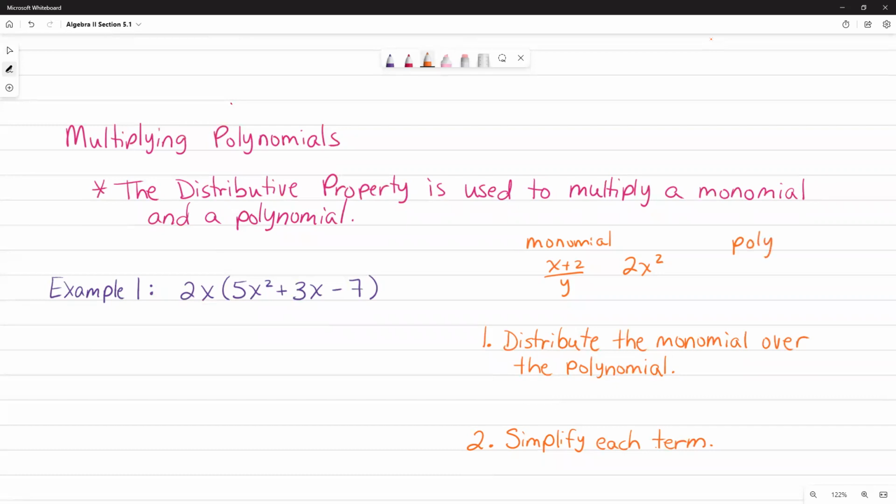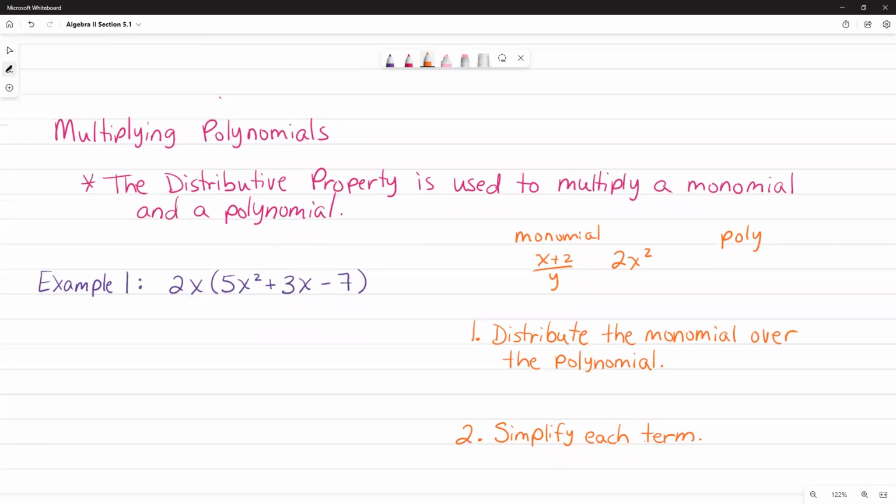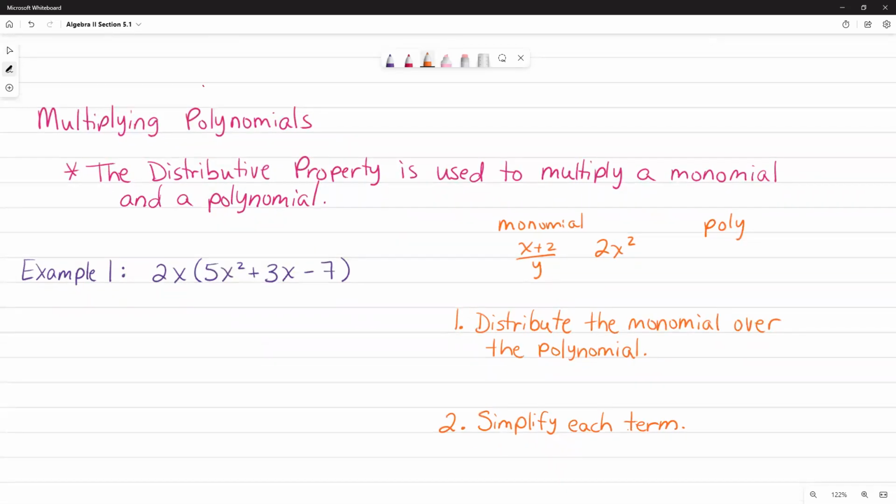So what's one that has 3 terms? A polynomial, poly just means more than one. So there are 2 types of polynomials. There's the kind with 2 terms. What do we call those? Binomials. And 3 terms? Trinomial. All right, so in this case, all the terms are only separated by addition and subtraction.